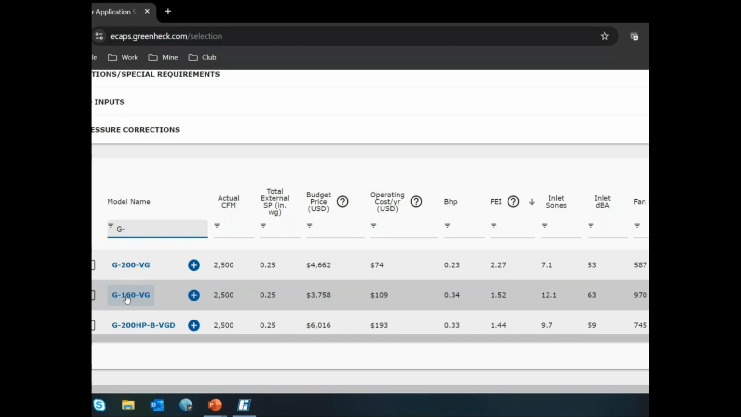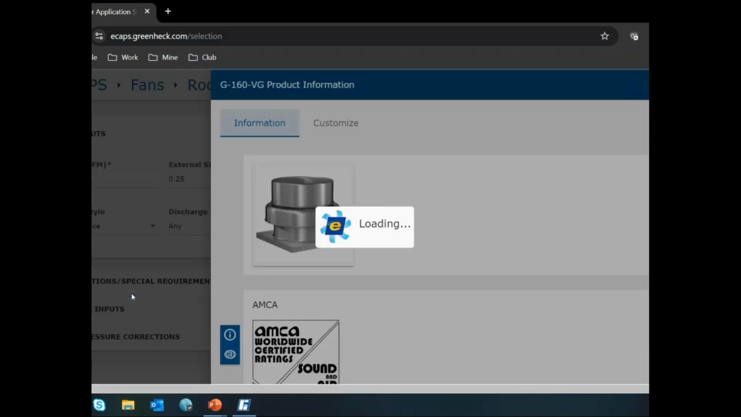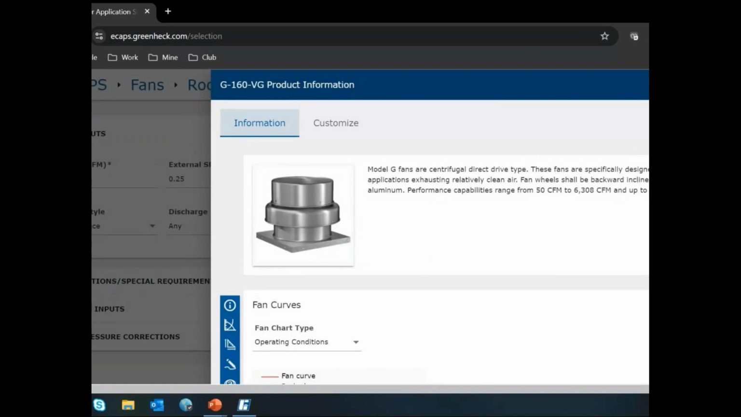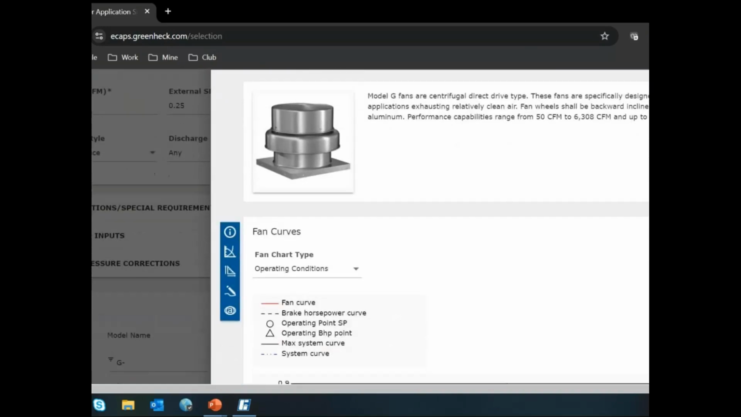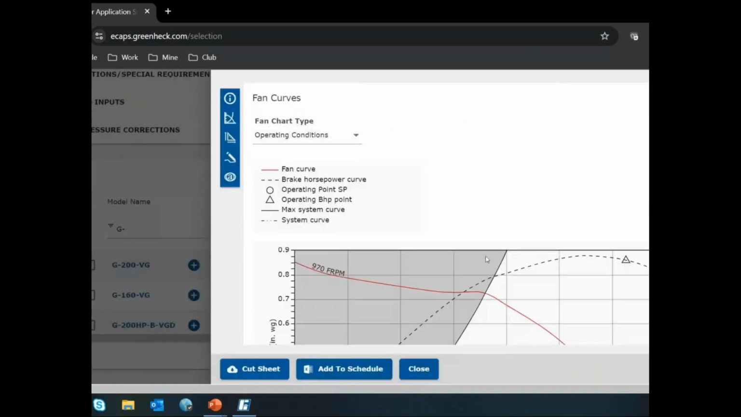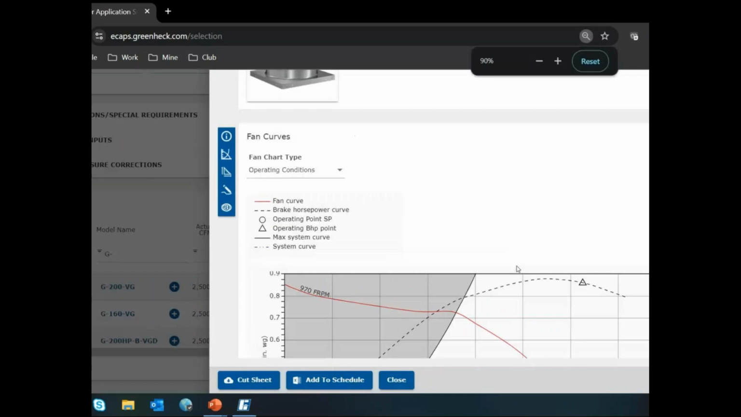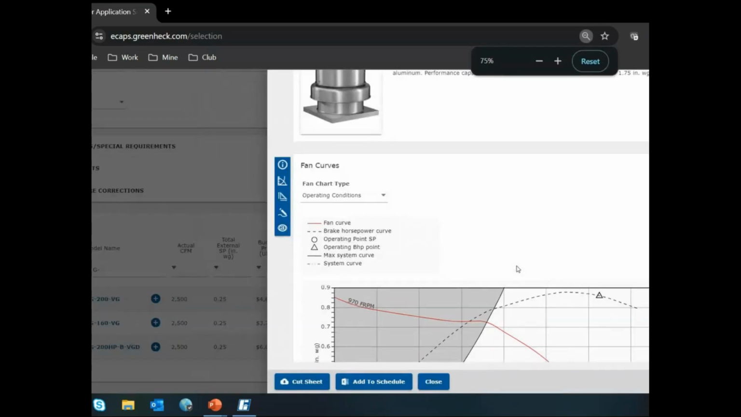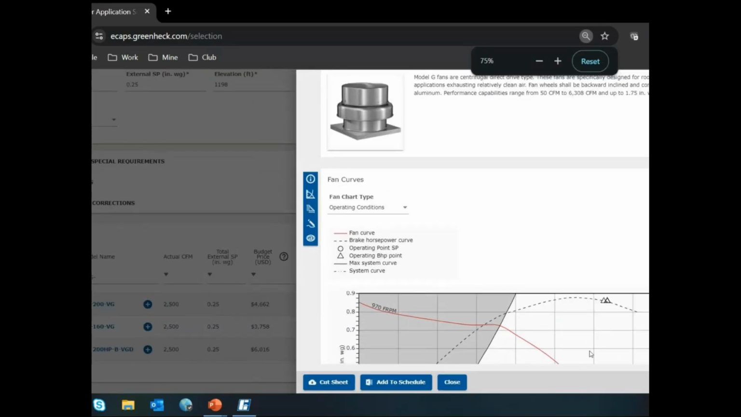All right, get off that and move forward. I'm going to select this fan right here. When I select that, a page pops open right off the bat. Really good stuff. I have got my fan curve right here. Let me see if I can make that a little bit better to see. All right, I got my fan curve.